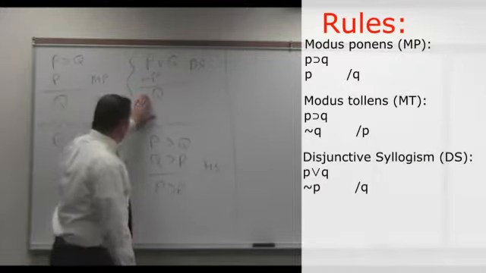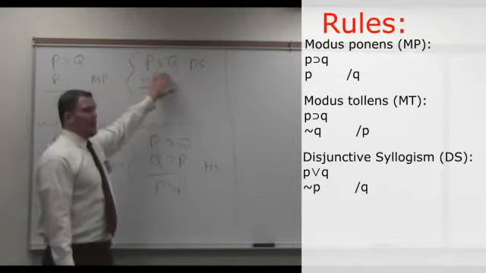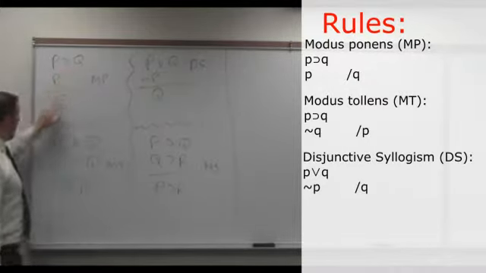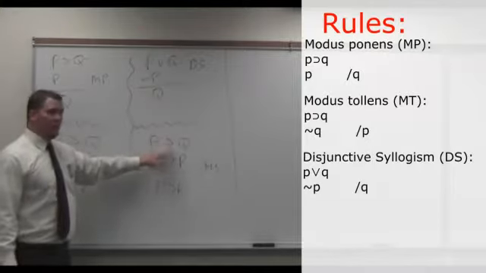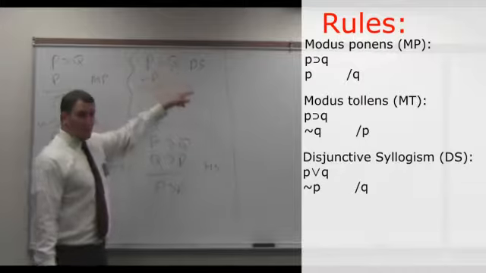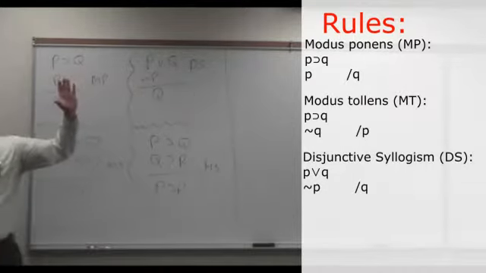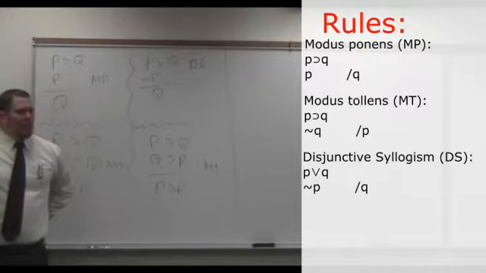Disjunctive syllogism. Notice that of these four rules, this is the only one with a different main operator. The main operator here is a conditional, the main operators here and here are both conditionals. In disjunctive syllogism, we have a disjunct, hence the name disjunctive syllogism. This way I have P or I have Q. If I don't have P, then that leaves me with Q.